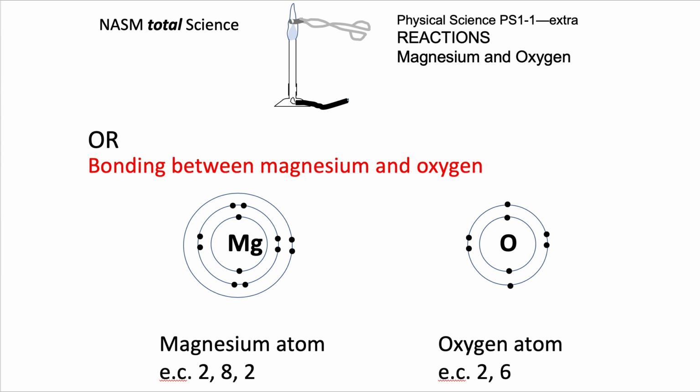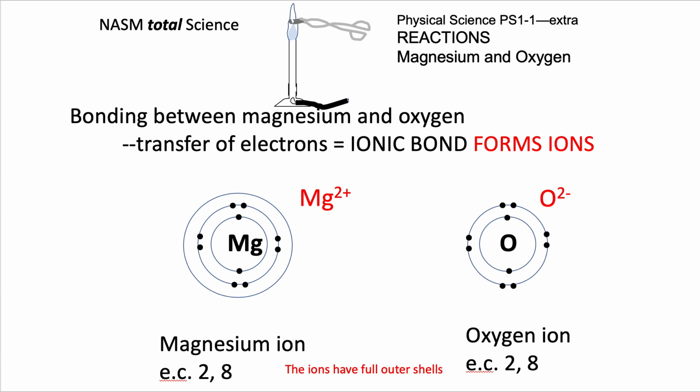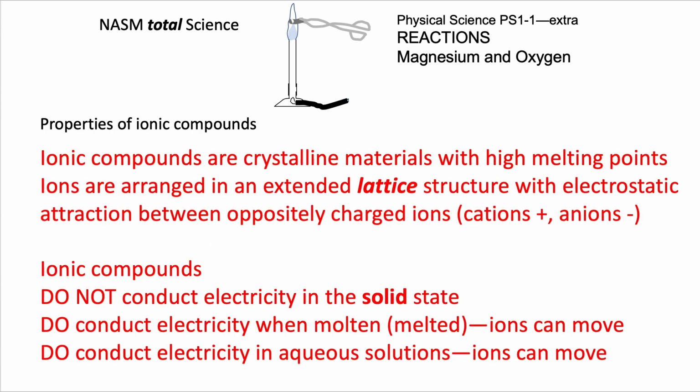And we can look at it in terms of the Bohr model with the electron shells, and magnesium 2, 8, 2 and 2, 6 for oxygen, and 2 valence electrons, outer electrons of magnesium, are transferred to the valence shell of oxygen in our ionic bond. So the magnesium ion now has an electron configuration of 2, 8, full outer shell, and the oxygen ion is also 2, 8 with a full outer shell.